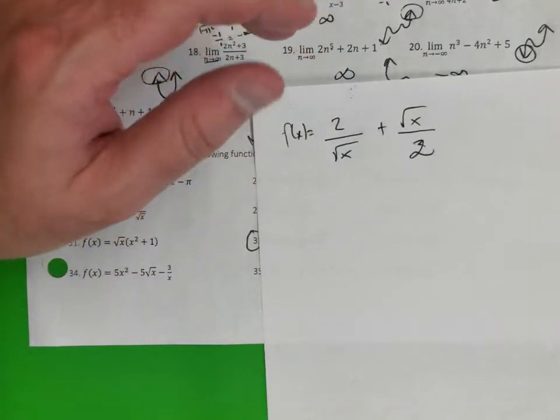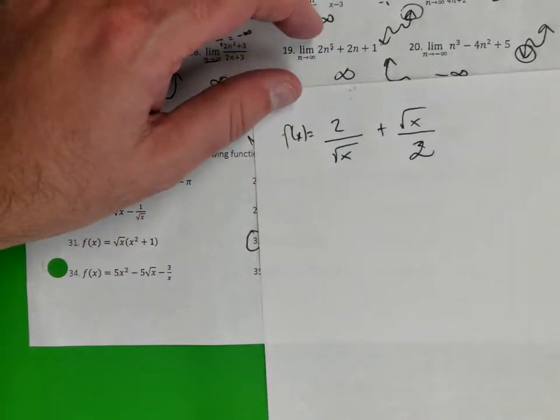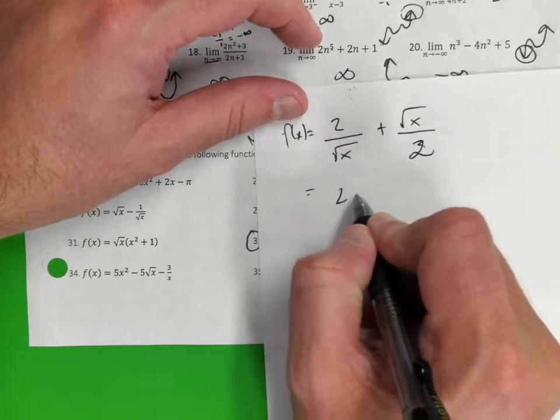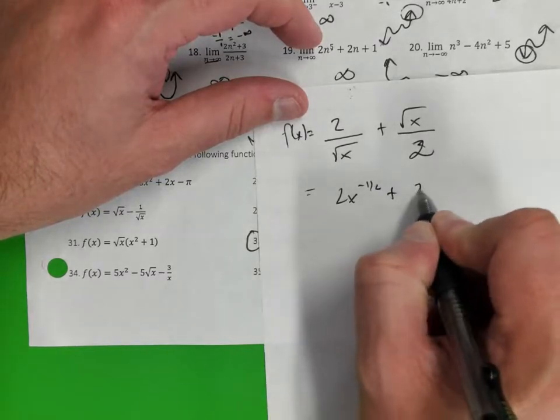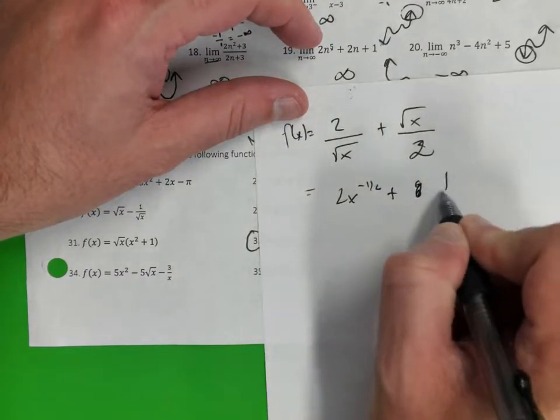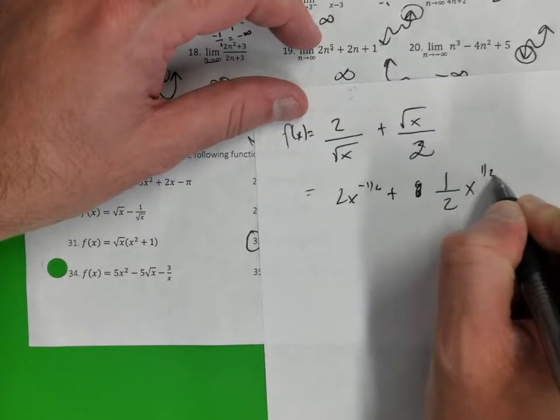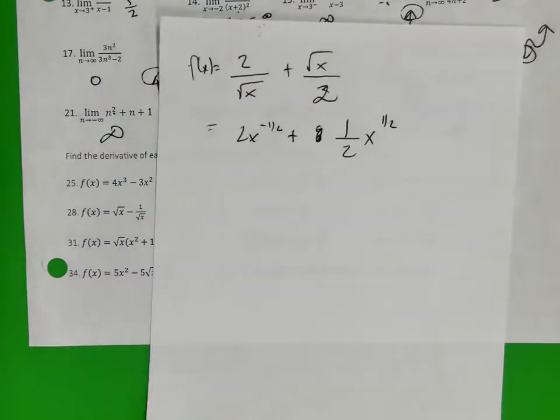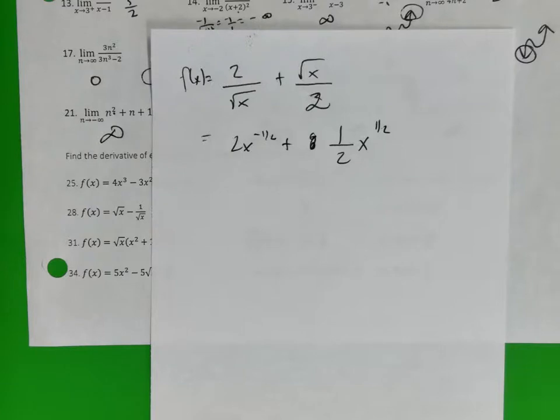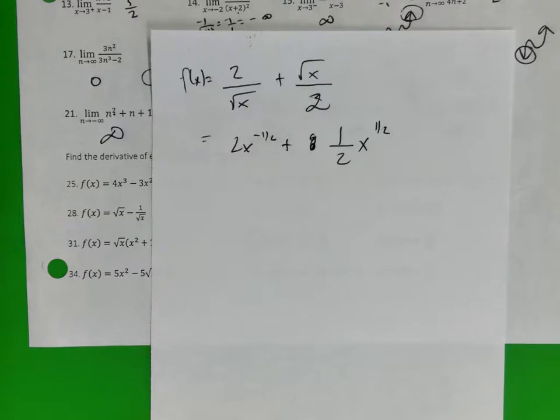First thing I need to do is rewrite it. First of all, the radicals catch my eye. The square root of x, I know I'm dealing with 1/2. Here I put negative 1/2 because that radical is in the denominator. Square root of x, I rewrite that as x to the 1/2.